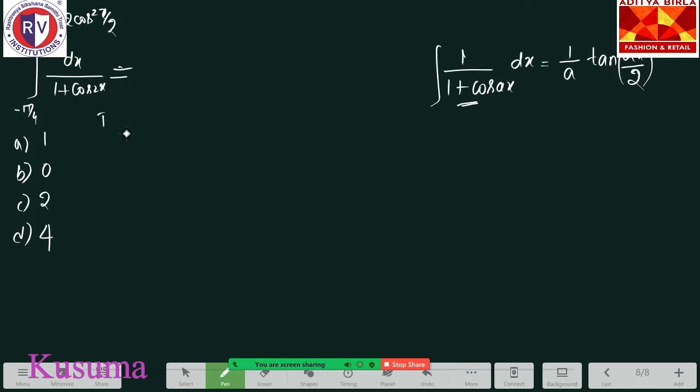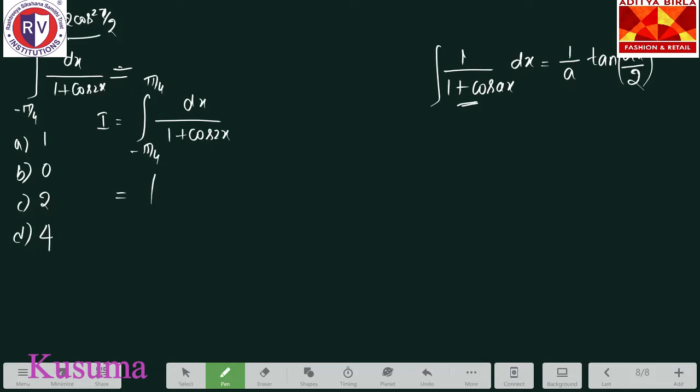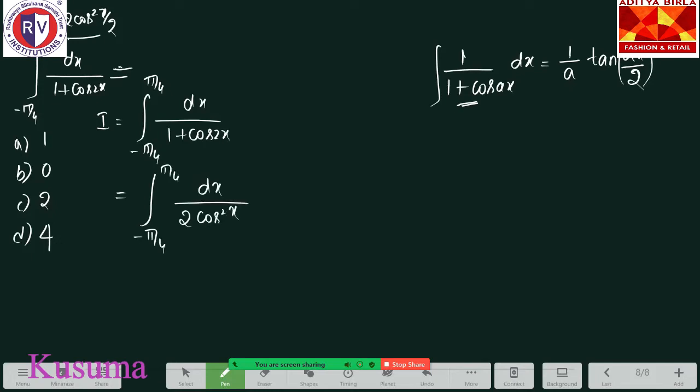I'll show the other way around. I is the integration from minus pi by 4 to pi by 4 of dx by 1 plus cos 2x. So 1 plus cos 2x we can write as 2 cos square x, because what is cos 2x? It is 2 cos square x minus 1. So this can be written as the integral from minus pi by 4 to pi by 4 of dx by 2 cos square x.